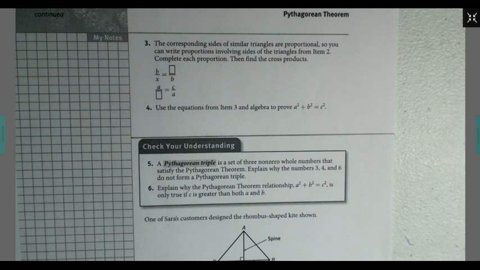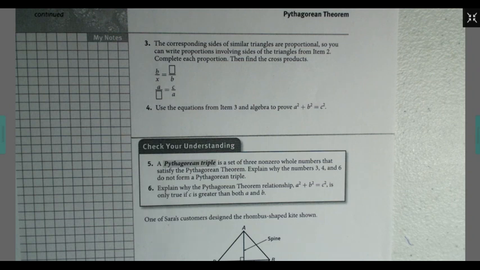Numbers 3 and 4 come in section 3. It says the corresponding sides of similar triangles are proportional. So you can write proportions involving sides of the triangles from item 2. Complete each proportion and find the cross products.